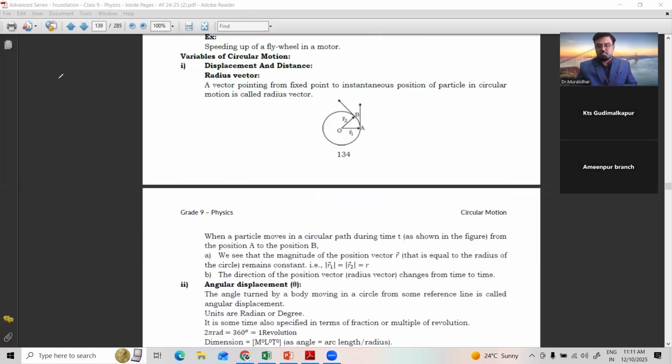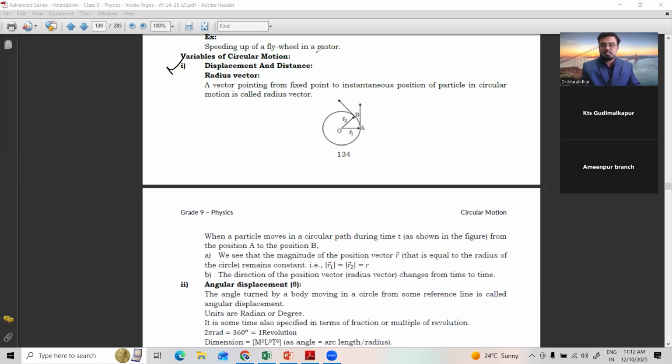variables of circular motion. In motion, we use some common words: displacement, distance, velocity, acceleration, retardation, speed. These words will change. The terminology changes in the case of circular motion. That is called variables.